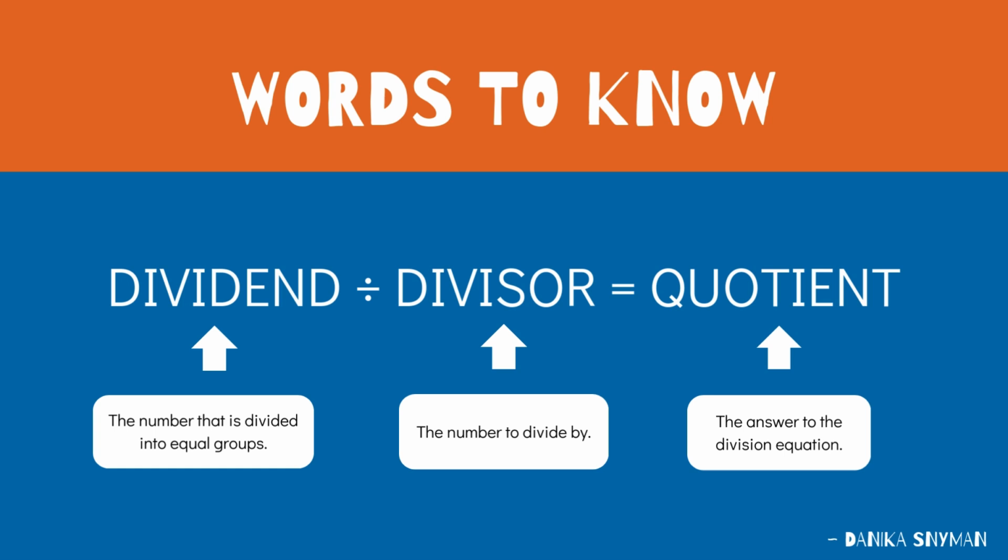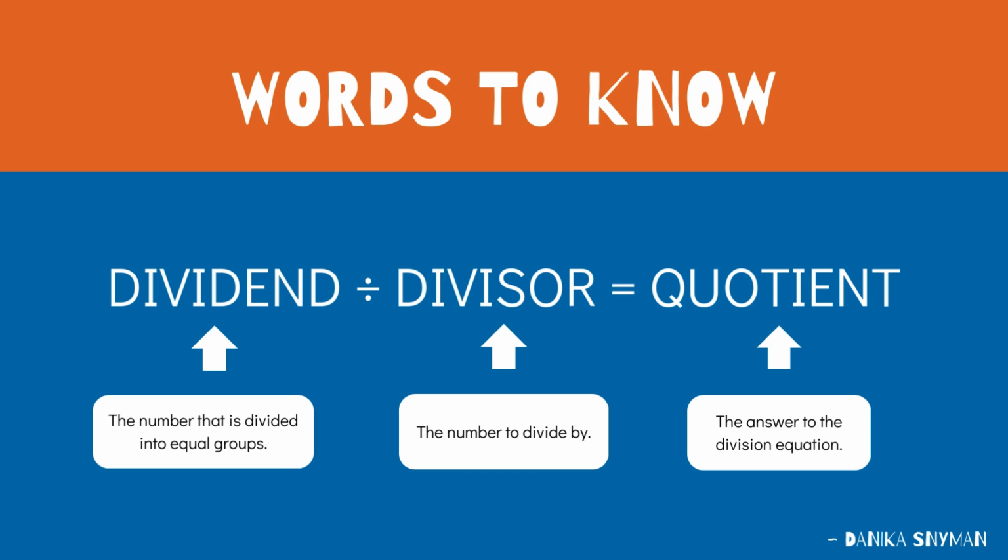Here are some words you will need to know. Dividend. This is the number we want to divide. The divisor. This is the number we divide by. And usually the divisor must always be smaller than the dividend. The dividend must be bigger.